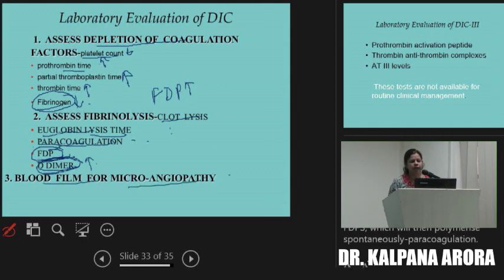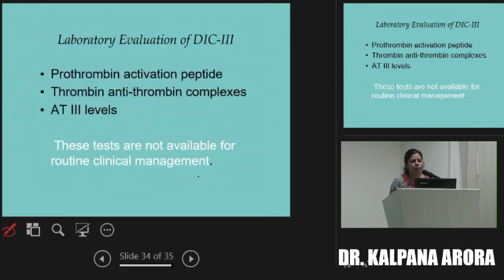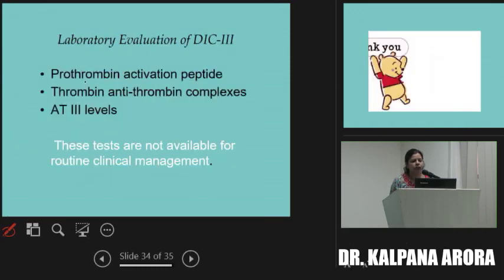Then you can do other tests, the prothrombin activation peptide, thrombin-antithrombin complexes, and the antithrombin 3 level. These tests are very complex and they are not available everywhere. So the best test for the DIC is the fibrinogen degradation products.